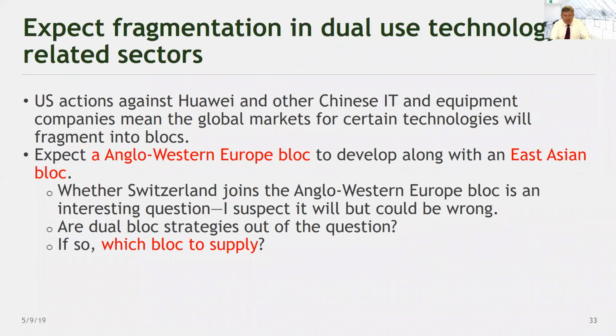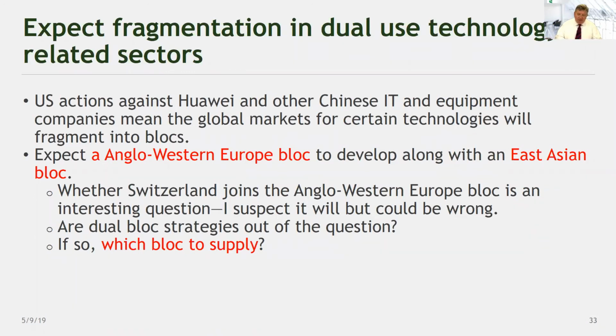The second from last of my business implications is really to do with industries which are technology related. So much of technology today can be seen as having a civilian use and a military use. We call these dual use sectors. And what we're seeing is that the Americans are equating business security, economic security, and national security, and they're taking a very hard line in the IT sectors against Chinese firms like Huawei.